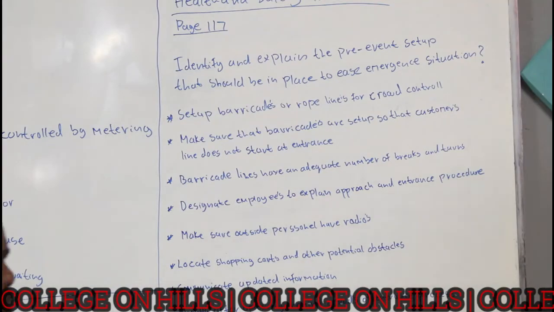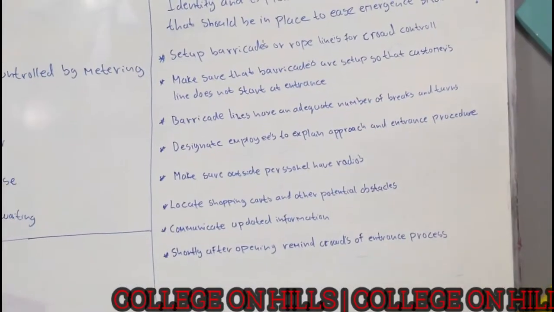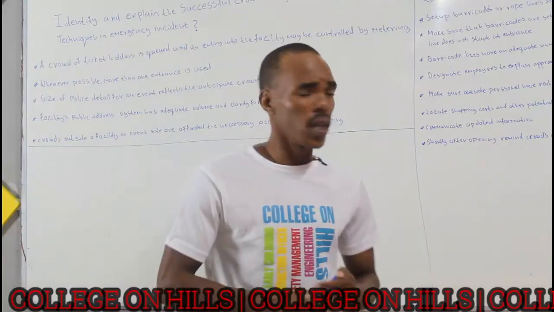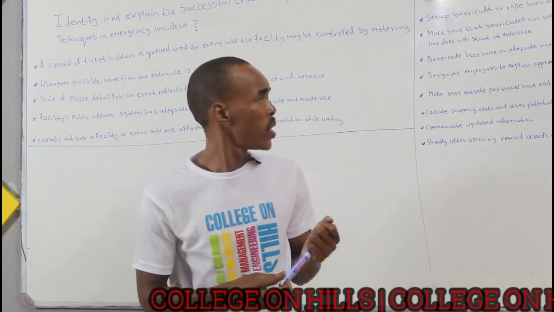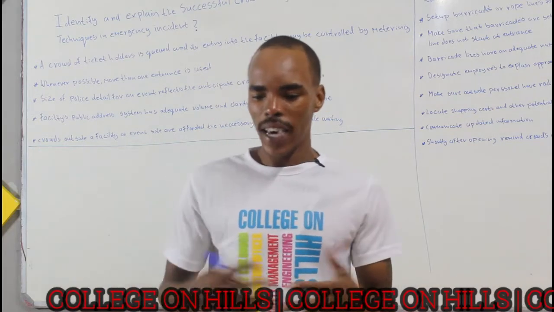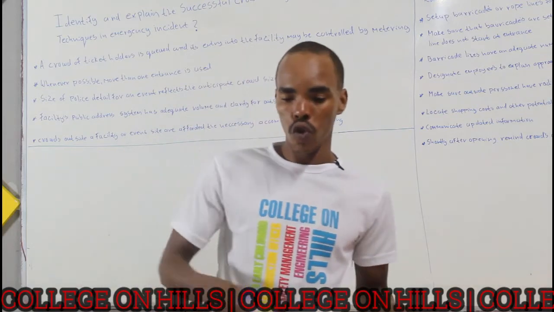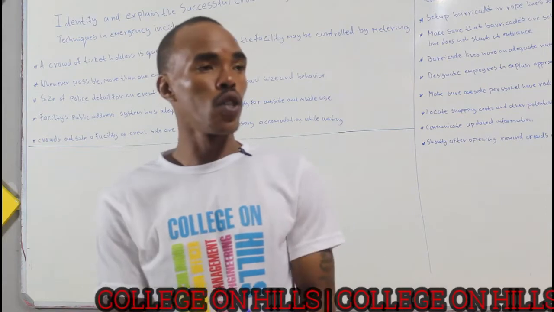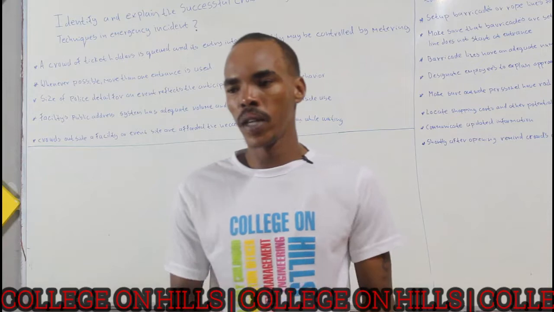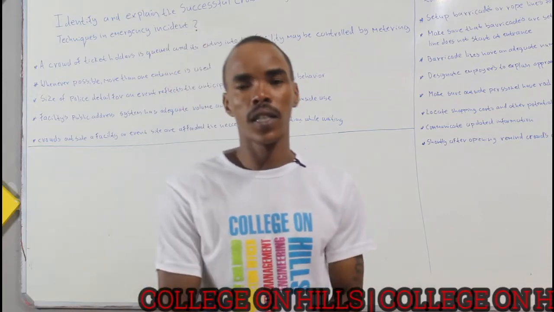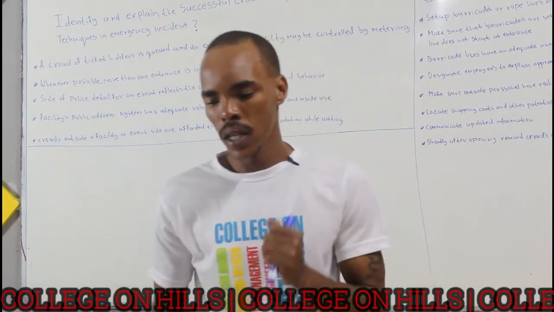Designate employees to explain approach and entrance procedures. Yes, we should designate employees to give people directions and procedures on how to enter the event. By so doing, our crowd is going to be informed and no one is going to get lost, because we have people in place to give assistance to anyone who does not know their way around where the event is taking place.